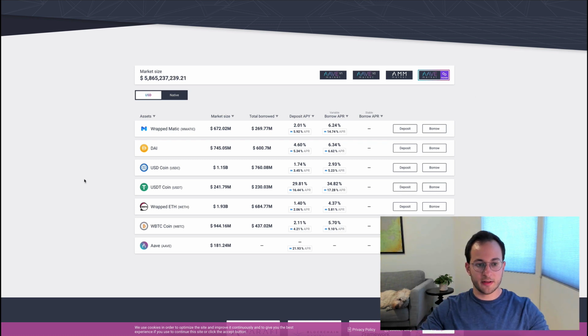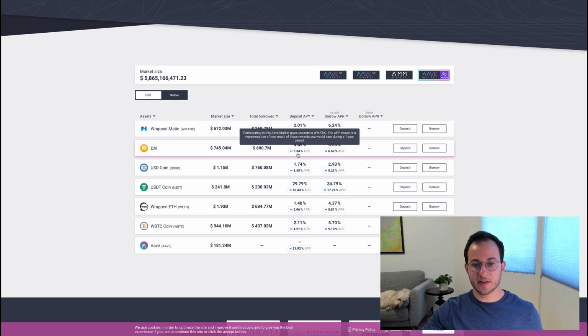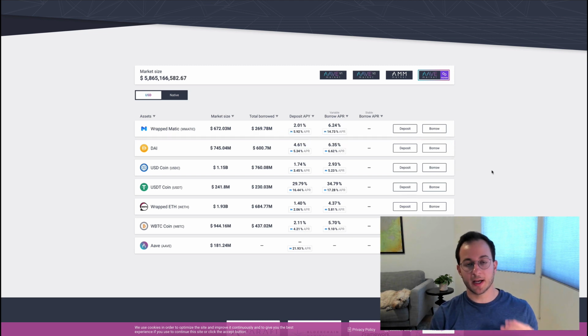As you can see here, there's various stablecoins that they support on Polygon, and these all earn a very significant yield because they're incentivized by that Polygon Matic token. So if you're willing to go to Polygon and bridge your assets over, or specifically your stablecoins, this is a great way to earn a yield on lending out money.